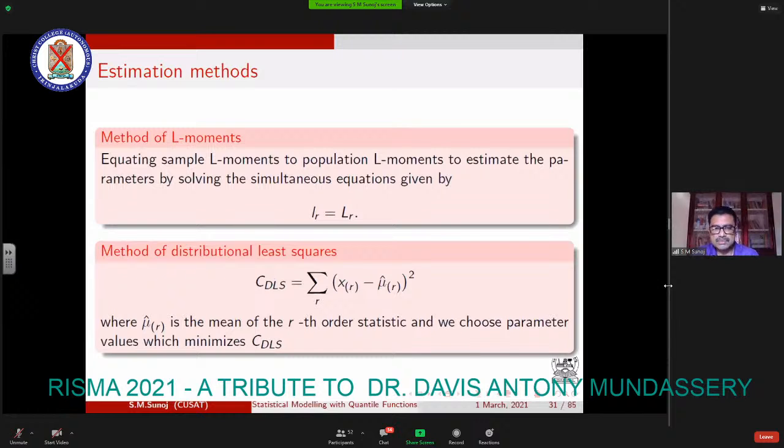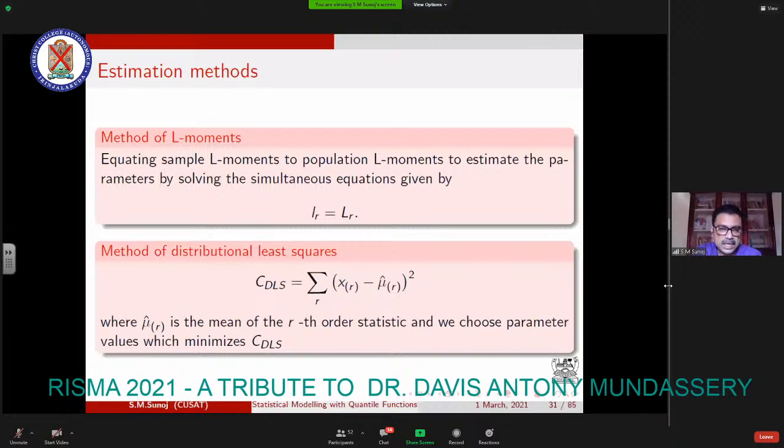Instead of the regular moments used in the distribution function approach, in the quantile approach we use the method of L moments. L moments are basically linear functions of the order statistics. So based on the order statistics, one can construct the L moments, and through the L moments we can estimate the parameters of the models.